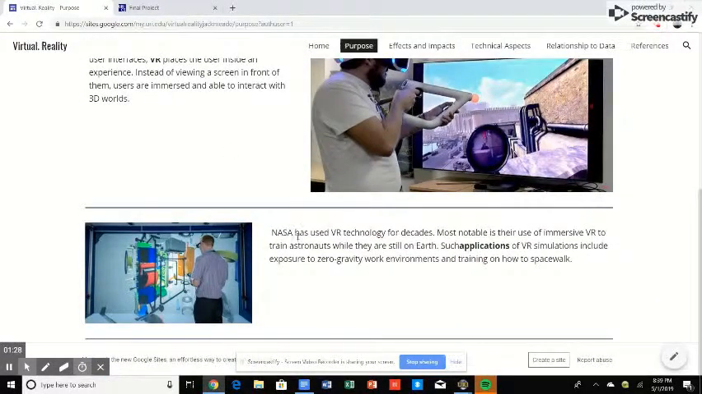An example of this is NASA and how they've been using VR technology over the decades, and how it is used to train astronauts while they're still on Earth, so they know the experiences they would go through in a zero gravity environment in outer space.